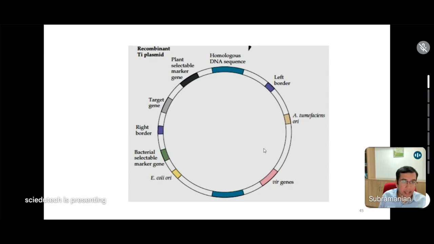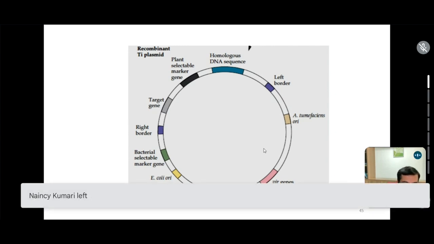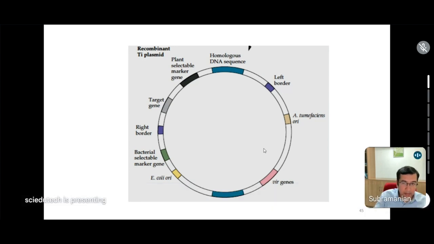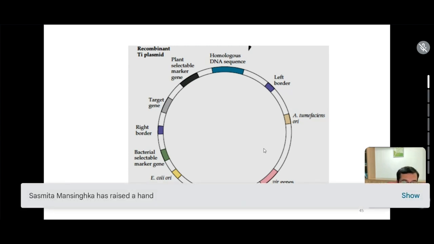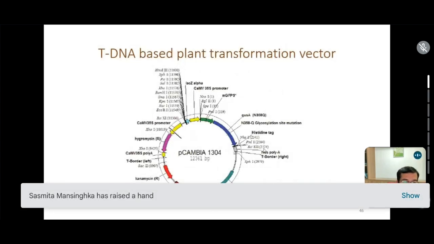And this is an example of a recombinant plasmid. So you can see its selectable marker, the homologous DNA sequence, left and right border. Your target gene is inserted in between these left and right borders. You have the agrobacterium tumefaciens origin of replication, the E. coli origin of replication, a bacterial selectable marker and the Vir genes. Next slide, please.